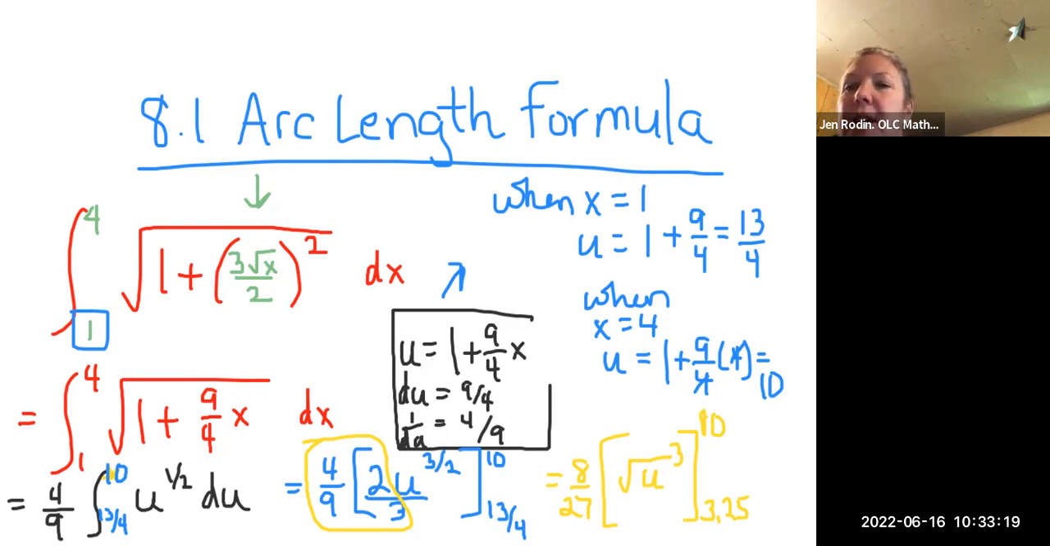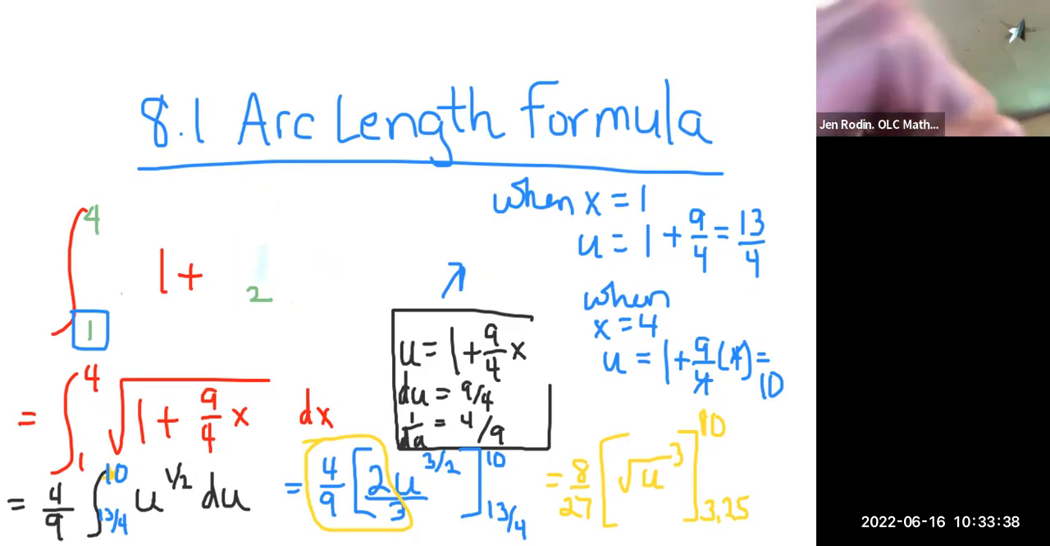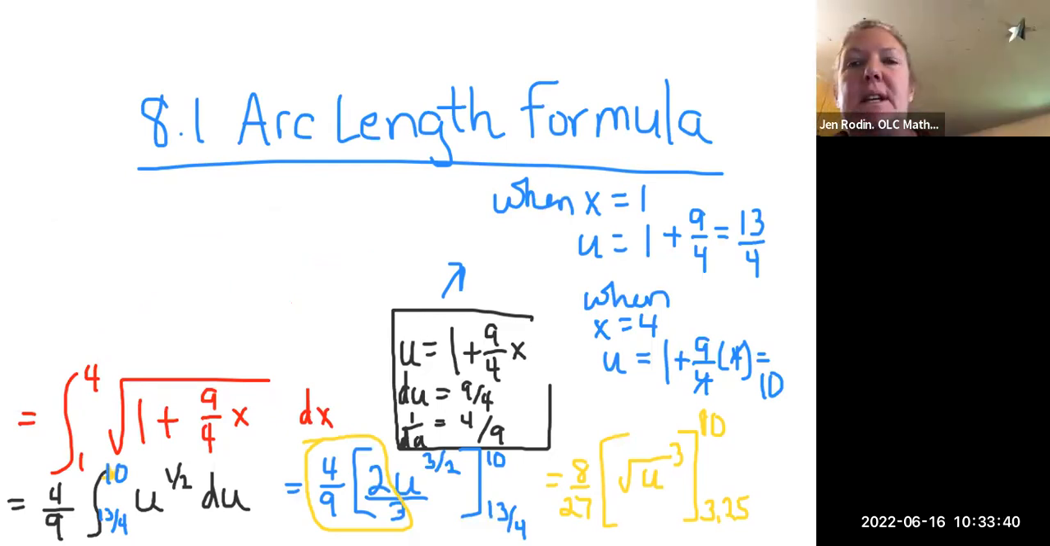Great, I'm almost done. Then I used a calculator. So use a calculator for this last part. So we're going to take the square root of 10 to the 3rd minus the square root of 3.25 to the 3rd. I love the arc-length formula because it combines derivatives and integrals and u-substitution. It looks really hard, but if you pay attention and take it slow, I don't think they're that hard. I think finding the volume of a rotated solid is a lot harder.